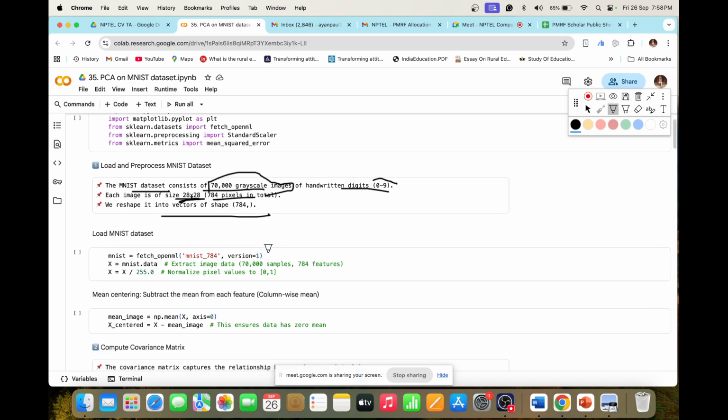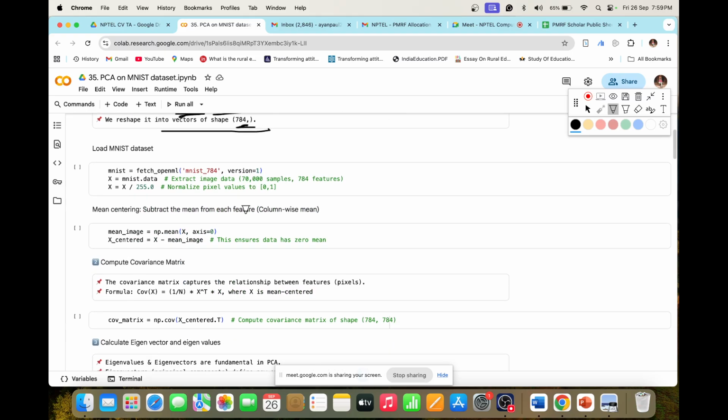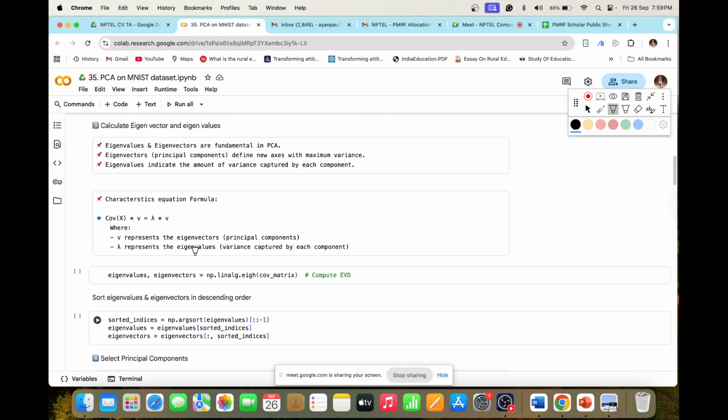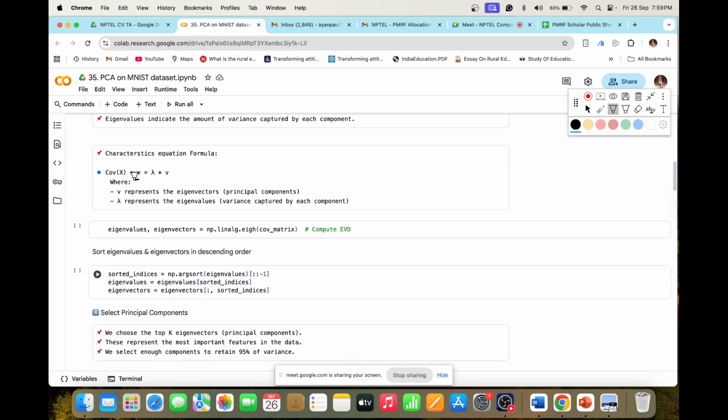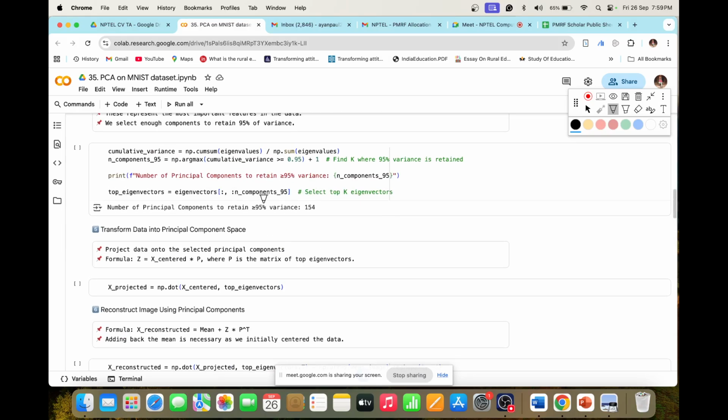So to solve this, in place of these 784 dimensions, we will project all these vectors into a different dimension and see how many dimensions we should take to get the maximum variance. For that we have computed the covariance matrix. So this is how PCA works: first we center the data, then compute the covariance matrix, and then find the eigenvectors and eigenvalues of this covariance matrix.